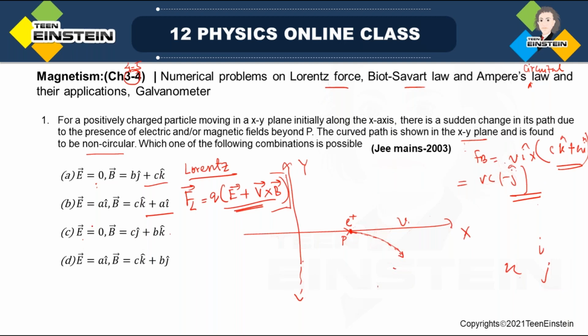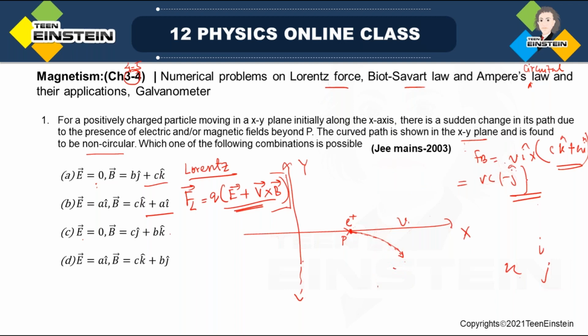Look, now you may think that what about this electric field? This is also there. Yes, electric field is actually along I cap direction, that means along positive x direction itself. And in the beginning we have seen that the positively charged particle will be experiencing force along the direction of electric field. So look, this magnetic force is making the charged particle have a tendency to make a circular path in this direction, negative y direction.